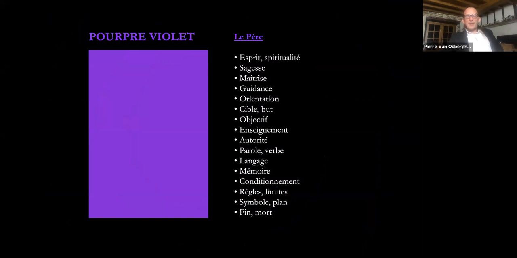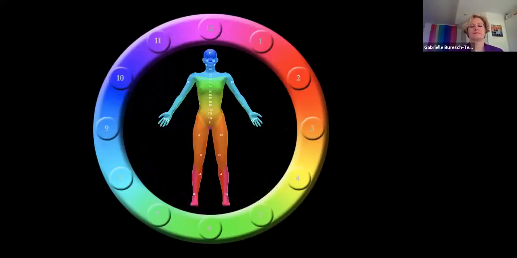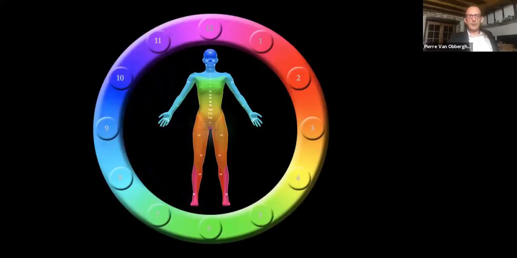So what is violet? Violet is related to spirit, spirituality, wiseness, guidance, orientation, teaching. Lime green is learning. Violet is teaching. It's mastering, and it's also about death, the death of the stars, and the ultimate frontier into the universe. And this is related to the crown chakra.